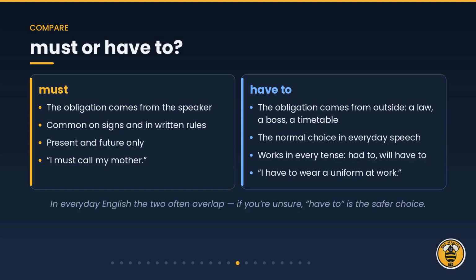A question learners always ask, must or have to? The traditional rule is this. Must carries the speaker's own feeling, have to points to an outside authority, such as a law, a boss, or a timetable. There is also a practical difference. Must has no past form, but have to works in every tense. In real conversation, the two often overlap. If you are ever unsure, have to is the safer choice.